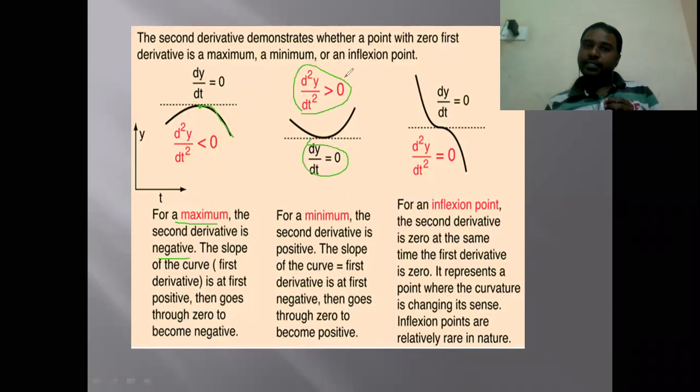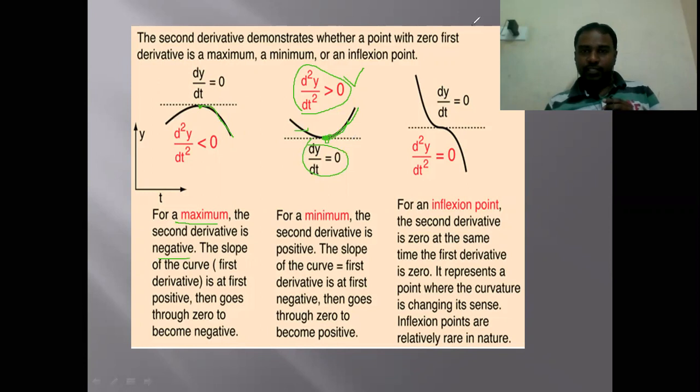At that particular point, if the second order derivative is greater than 0, then we say that it is a minimum. Look here. The graph is going something like this, and at this point we have a stationary point. From here onwards, it is increasing. So if you find the second order derivative, obviously it will be positive. Therefore, this point I can call a minimum.